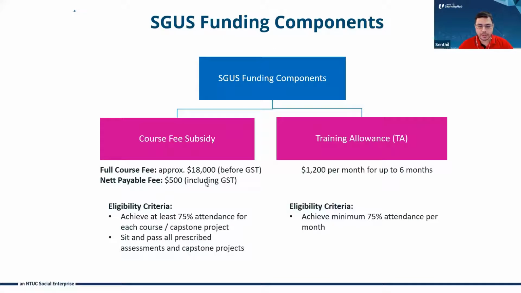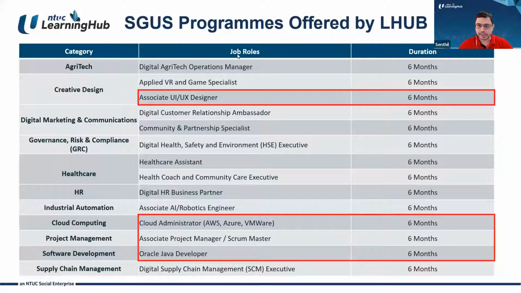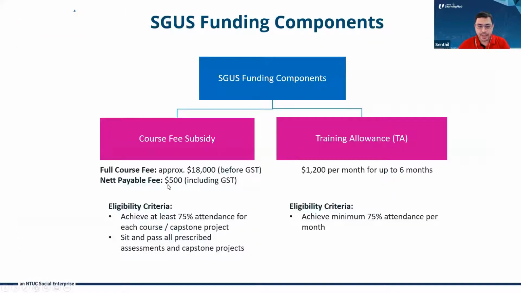Okay, the course fee subsidy. All the programs, you saw in my earlier slide, I shared about the 15 different programs, all of these programs are approximately around $18,000. That's before the government subsidy. But after subsidy, the net fee payable by trainees is $500. This is including GST. So if you are a Singapore citizen, you can use your SkillsFuture credit to offset this $500. Let's say you are a permanent resident, then maybe you can tap on the NTUC UTAP grant, UTAP funds up to $250.